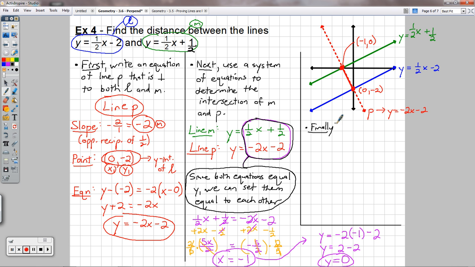So finally, use the distance formula to find the distance between those 2 points, the distance from negative 1, 0 to 0, negative 2.